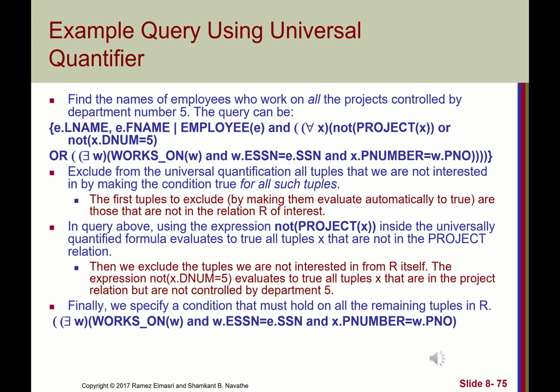Then we exclude the tuples we are not interested in from R itself. The expression not(x.dnum = 5) evaluates to true all tuples x that are in the project relation but are not controlled by department 5. Finally, we specify a condition that must hold on all the remaining tuples in R: (there exists w)(works_on(w) and w.essn = e.ssn and x.number = w.pno).